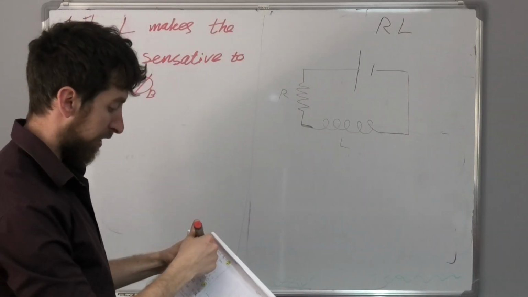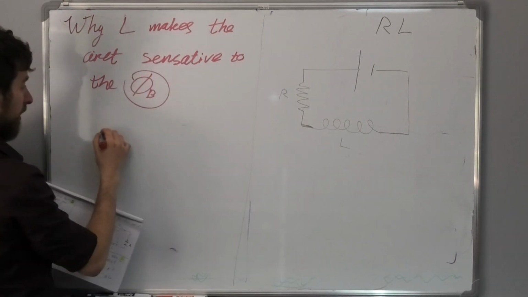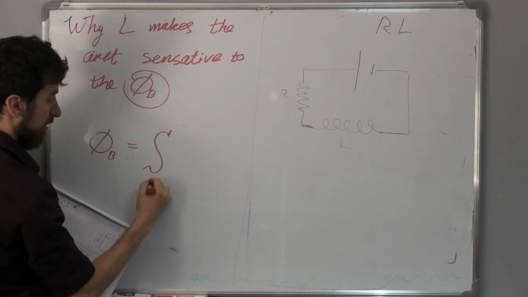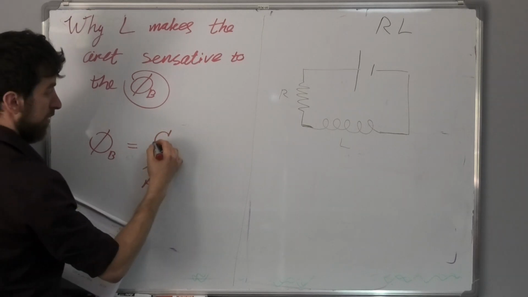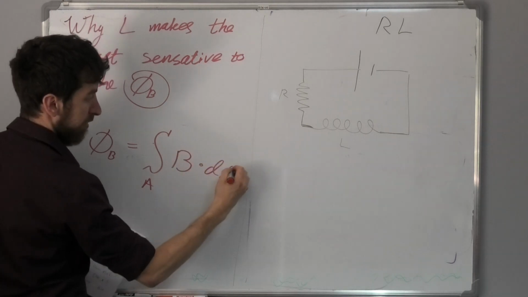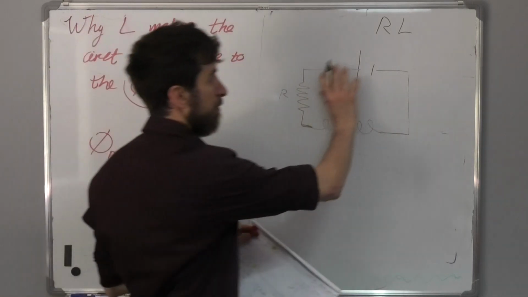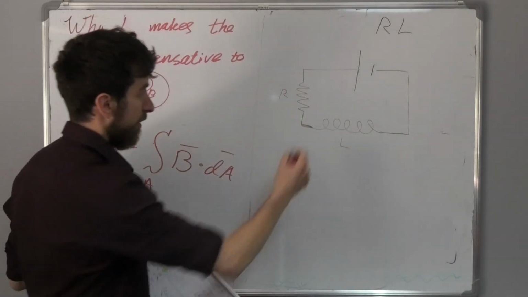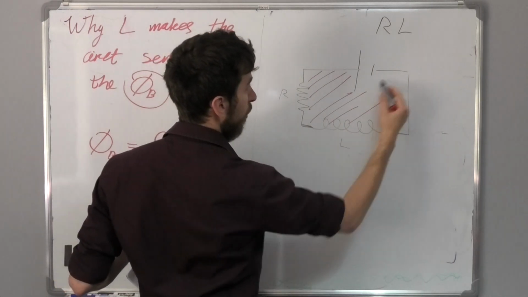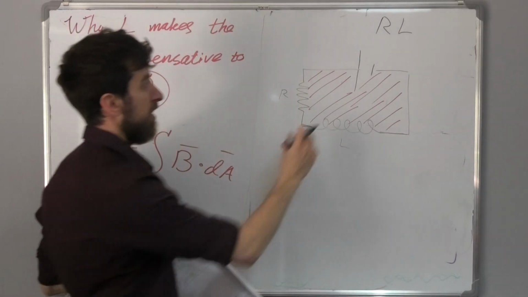So let's talk about that. First of all, what is the magnetic flux? Let's remember, magnetic flux is the integral around some area A of B dot dA. Right, this is the idea. So what's going on when you have some circuit, this is the circuit, I have some area that this current loop is closing. You see this area? This is A.